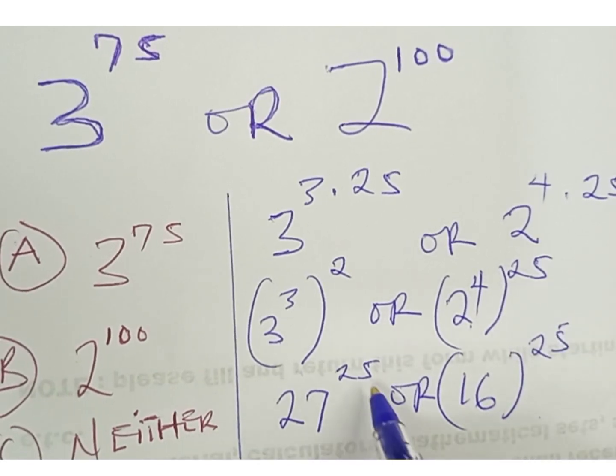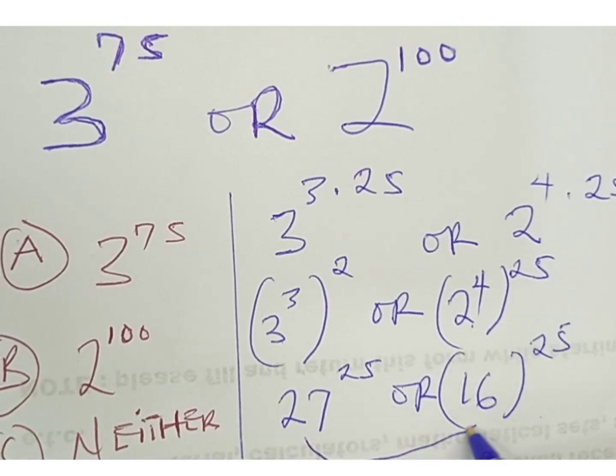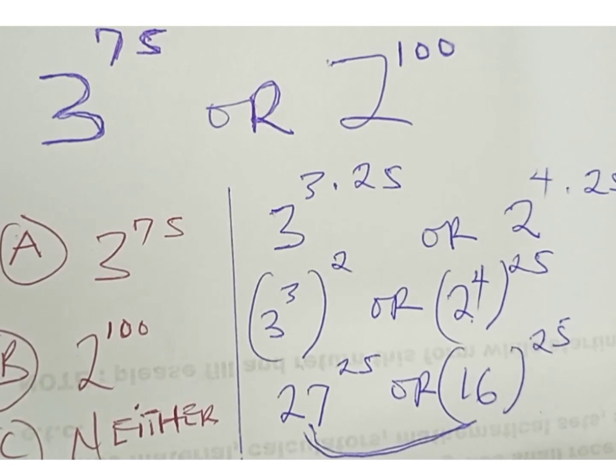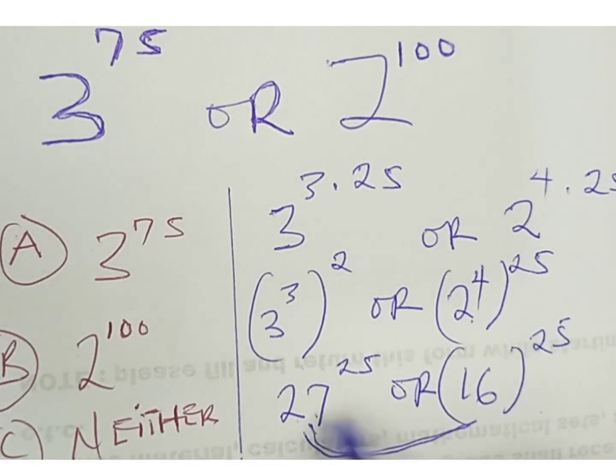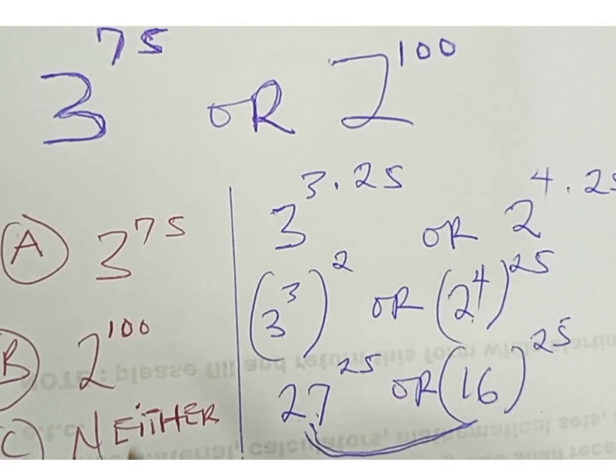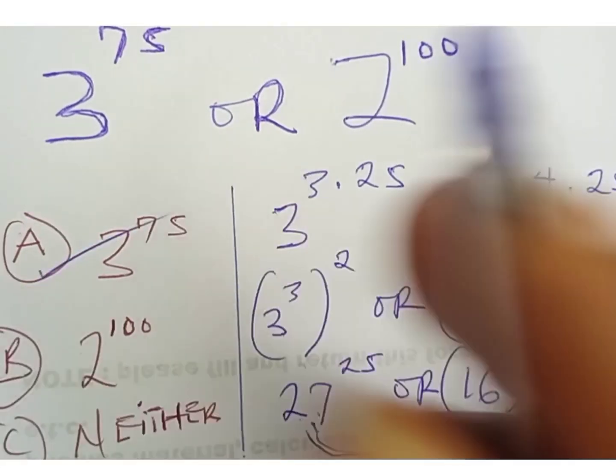Now if we compare, the powers are the same. So since the powers are the same, we can compare the bases now. If we compare the bases, we discover that 3 to the power of 75 is greater, because 27 is greater than 16. So the correct answer is option A.